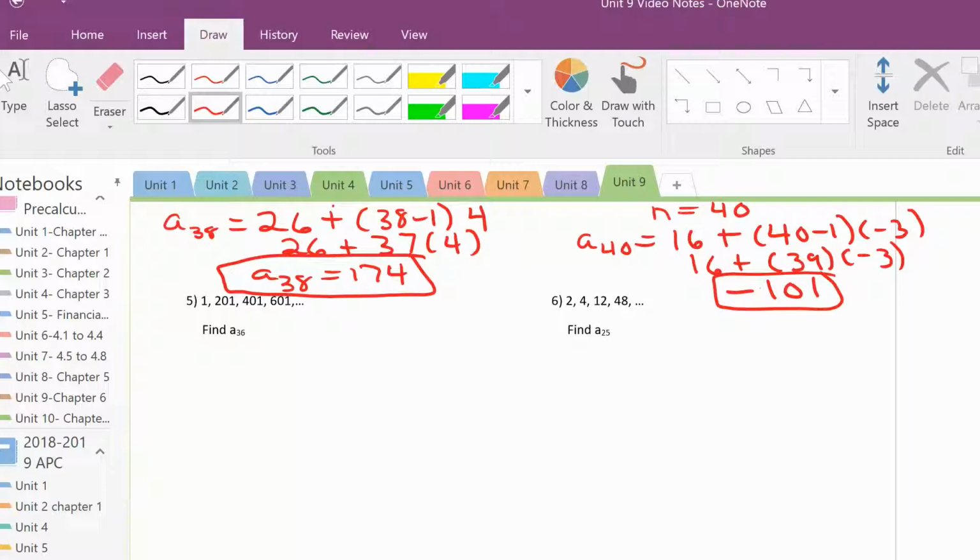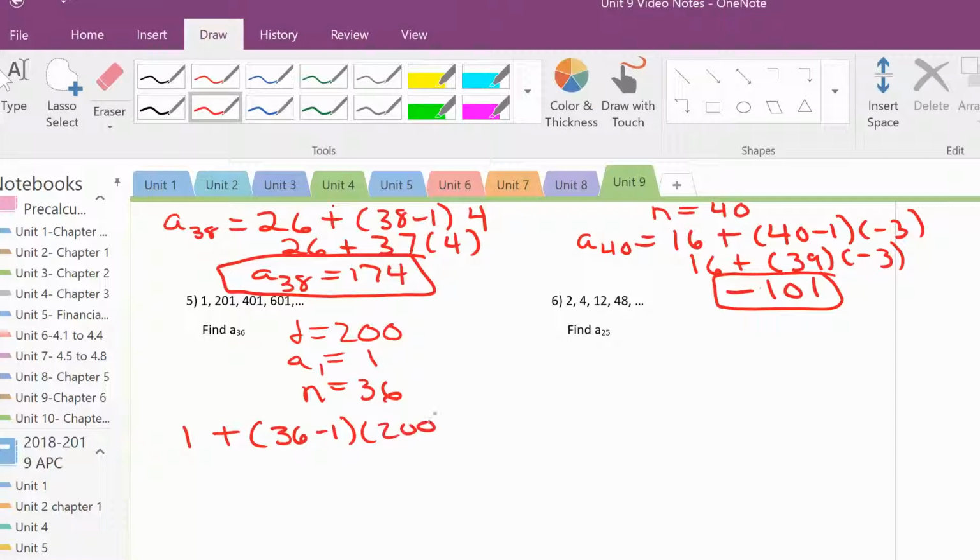So let's try the next two. So here, to go from one term to the next, you're going to add 200. The first term is 1, and n is 36. So we go 1 plus 36 minus 1 times 200. And you get that the 36th term is 7,001.